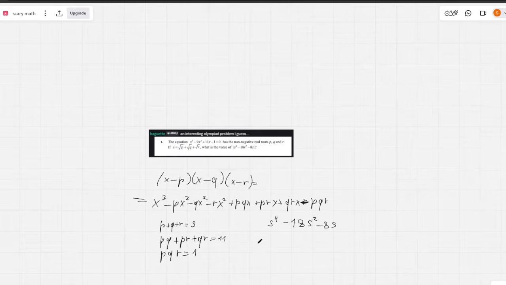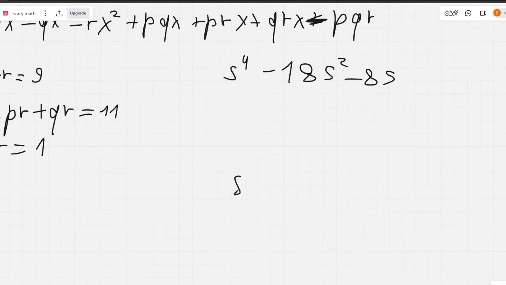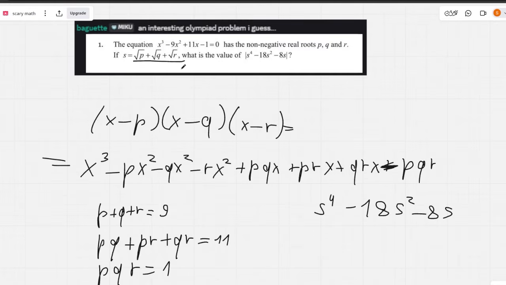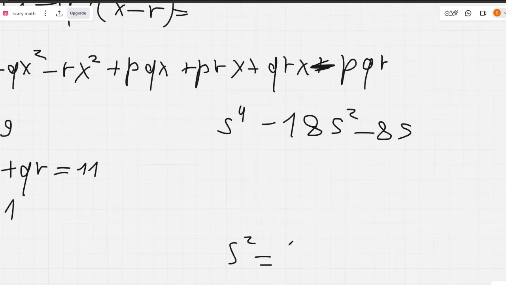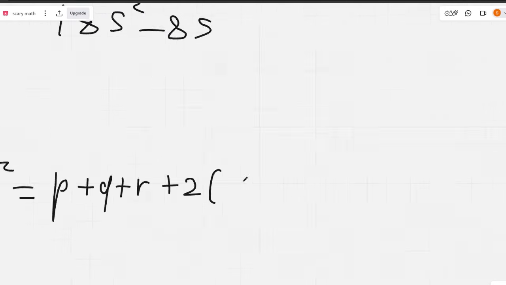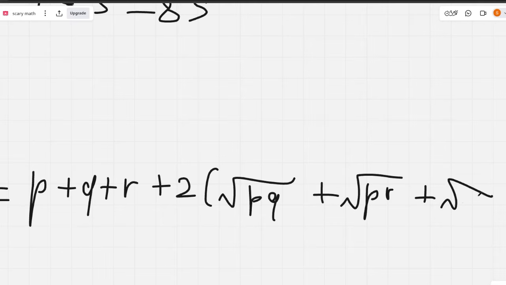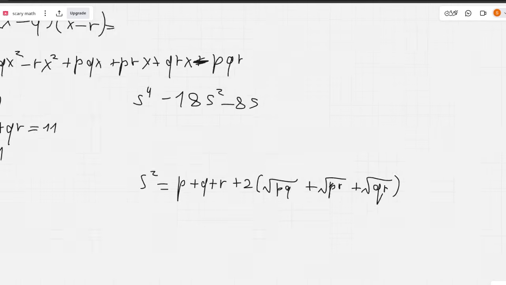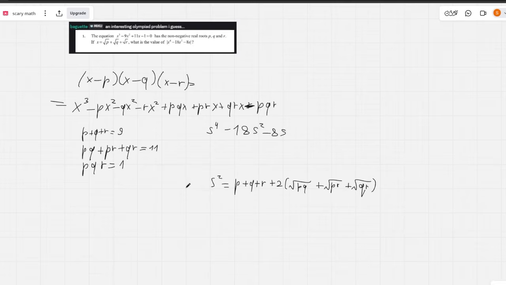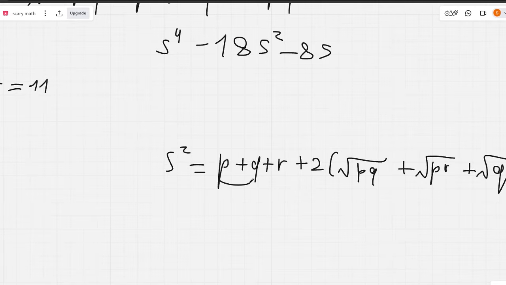And what I'm going to do is look at what happens to s when I square it. So s squared. Now, using the formula for squaring three parts of a sum, we get p plus q plus r plus 2 times the sum of root of pq, root of pr, root of qr. Now with this we can already simplify it. p plus q plus r, as we know, is 9. So I'm just going to write down 9 here.